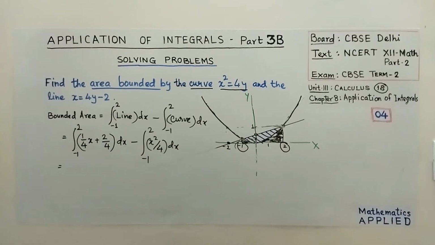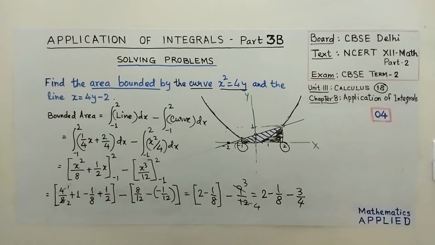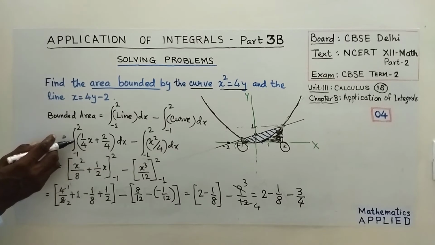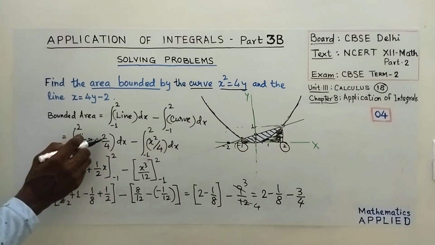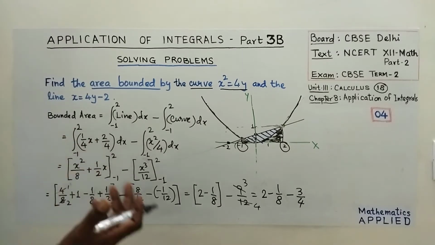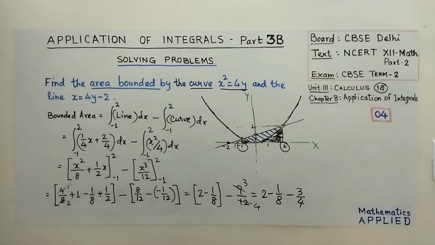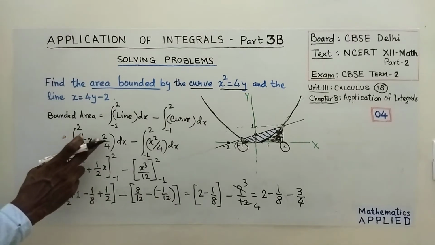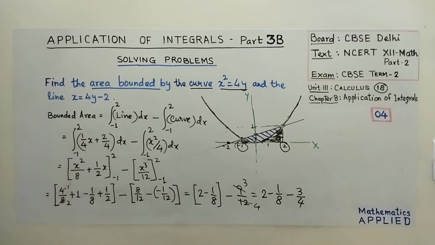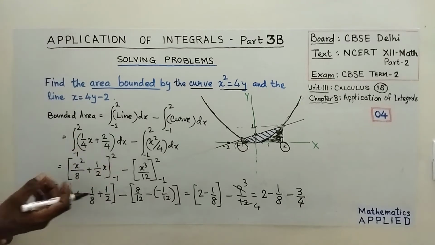Please pause the video and just try to solve this further. I am also solving it. When I solve it further, I get this. What I could have done is, 1 by 4 could have been taken out and we could have written x plus 2. Different people do it in different ways. You can keep x plus 2 inside and take 1 by 4 out. I have kept it inside and I have solved this.